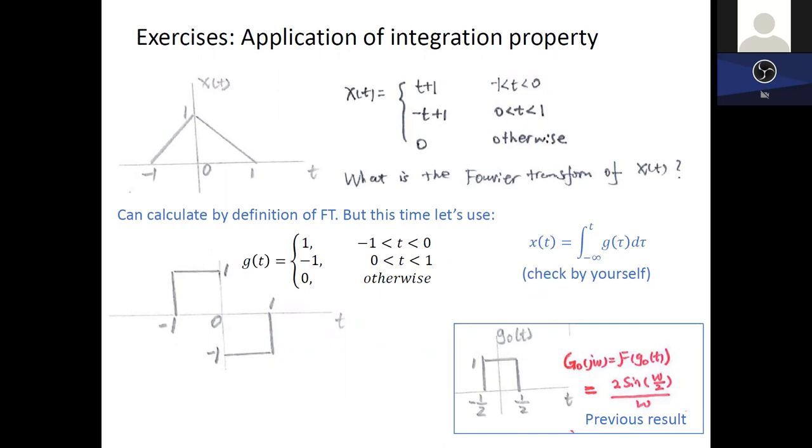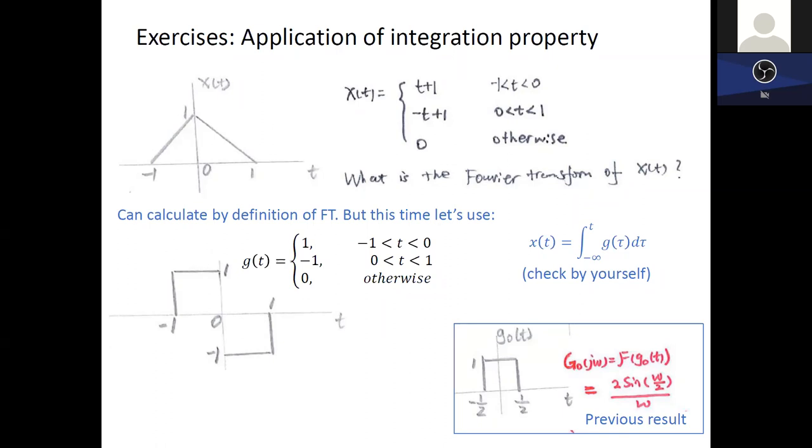We have this signal x of t, which is the triangular waveform. And actually, we can write the expression of x of t by different cases. For t between minus 1 and 0, it is a segment with a slope of positive 1. So it has a t term, and then plus constant term 1, because when t equals 0, x of t takes value 1. So we can check this special intercept at the vertical axis. And then for t from 0 to 1, the intercept does not change. So it's still plus 1, but the slope is changed to minus 1. That's why we have minus t. Everywhere else, x of t is 0.